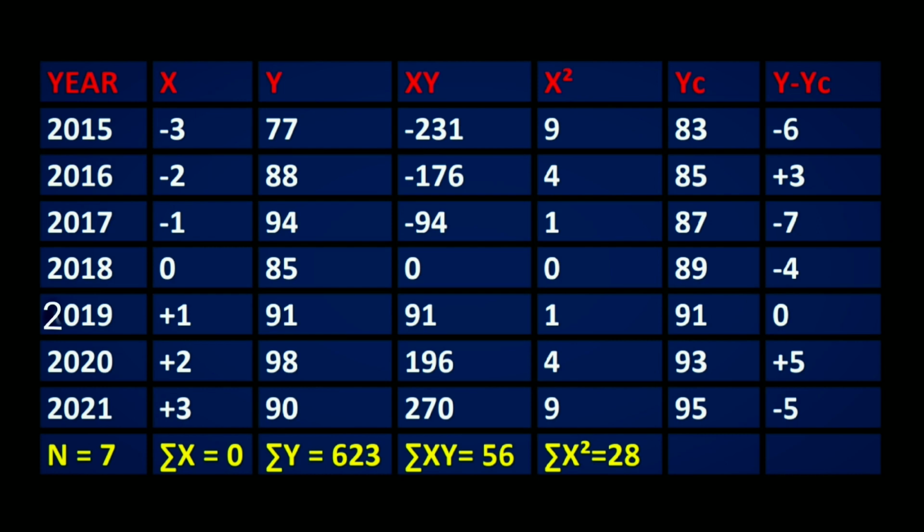Now let us come to the fifth column, that is x square. What is x square? x square is equal to x into x. So for the year 2015, the x value is minus 3. So the x square value for this year is minus 3 into minus 3, which is equal to plus 9. Similarly, for the year 2016, the x value is minus 2, so that is why we have written plus 4. And accordingly, the remaining figures we also got.